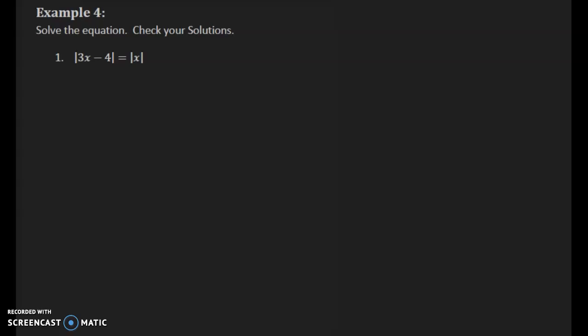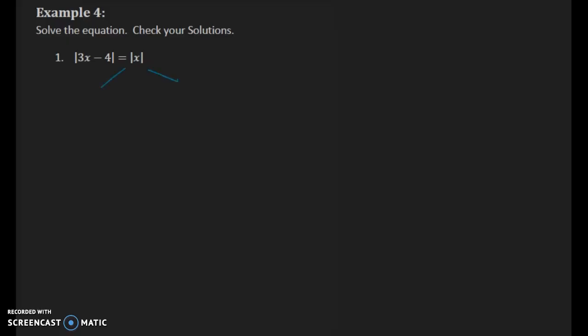We're going to learn to solve absolute value equations where there's an absolute value on both sides. So when you see this, there's an absolute value equals another absolute value. You really just start the same as you normally would, where you break it up into two different equations.